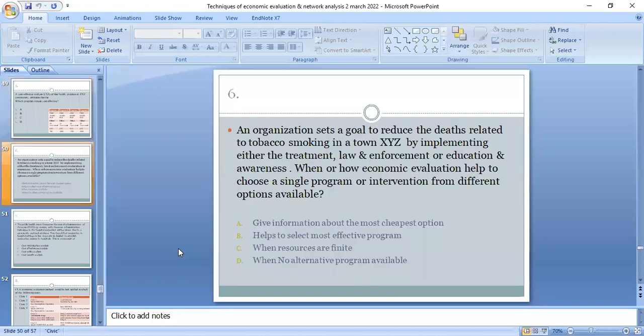An organization sets a goal to reduce the deaths related to tobacco smoking in a town XYZ by implementing either treatment, law enforcement, or education and awareness. How does economic evaluation help to choose a single program intervention from the different options available? Whether given information about the cheapest option, has to select the most effective program, when resources are finite, or when no alternative program is available. C is the correct option, as we will do economic evaluation when our resources are scarce.